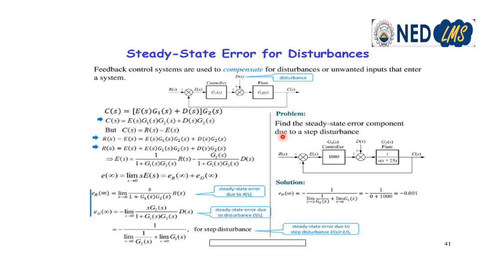We'll see how to do a problem: find the steady state error component due to a step disturbance. We apply the formula we have just derived, and the value comes out as minus 0.001. So we can find the steady state error due to the disturbance. Also, we can find the steady state error because of the reference signal, and then we can add them if we want to find the total steady state error of the system. So this is how we have calculated the steady state error for unity feedback systems, for non-unity feedback systems, and for disturbances.